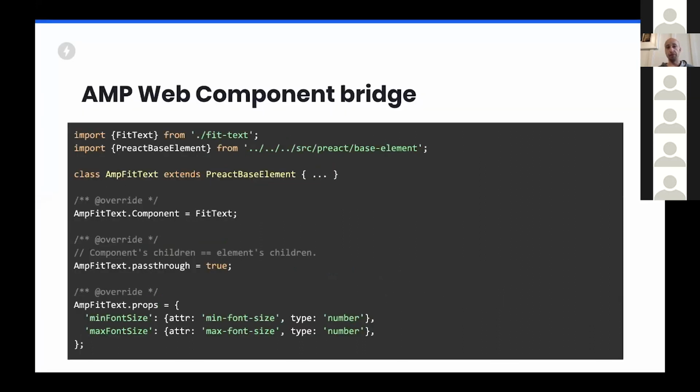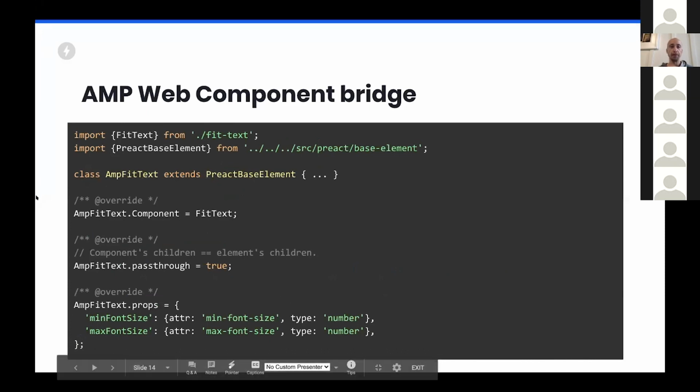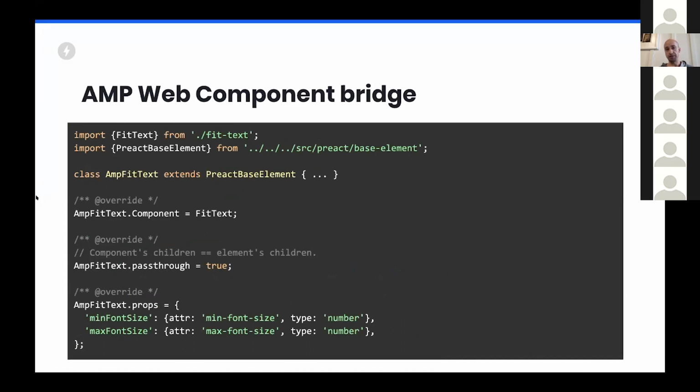Now we have a React component, and we need to map it to the DOM, or a web component, in other words. We could, of course, do it all manually: read attributes and pass them to the React component, read children, set up mutation observers. But we already added some of this typical mapping functionality for you. So here, for instance, the AMP fit text AMP component, AMP element, maps to React's fit text component.